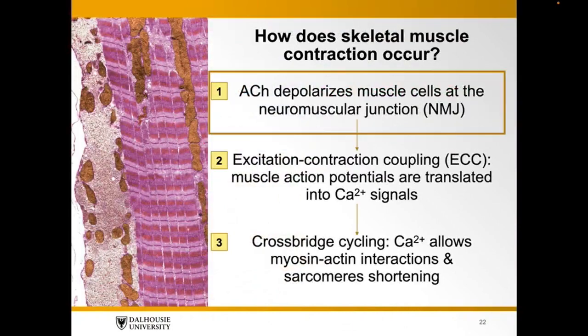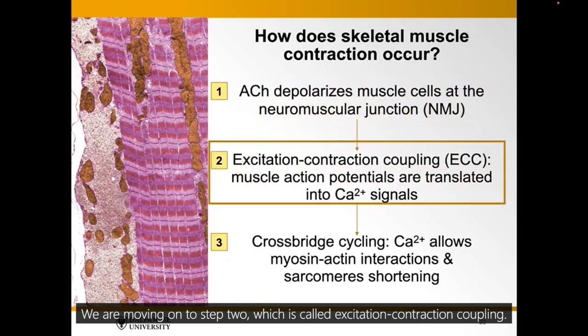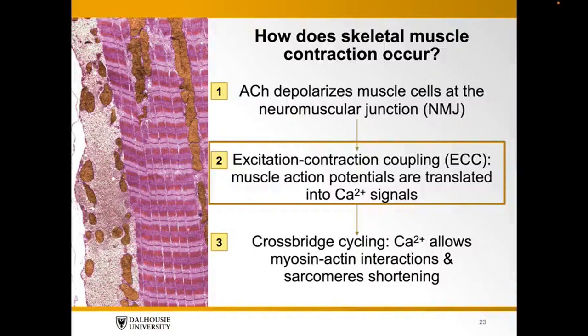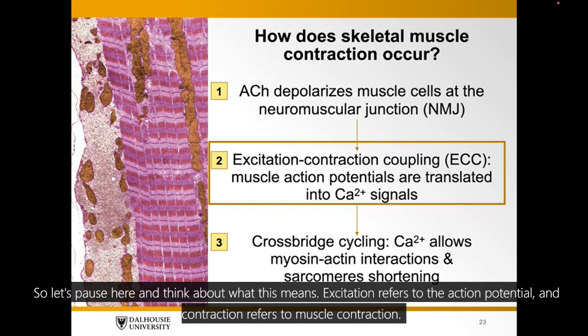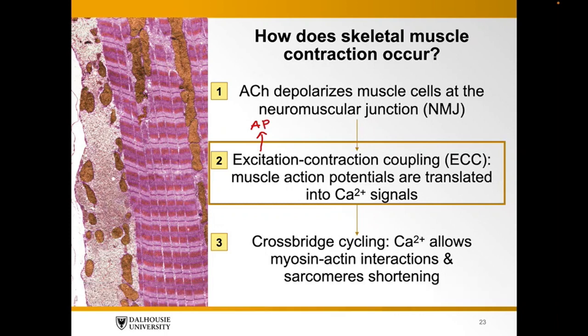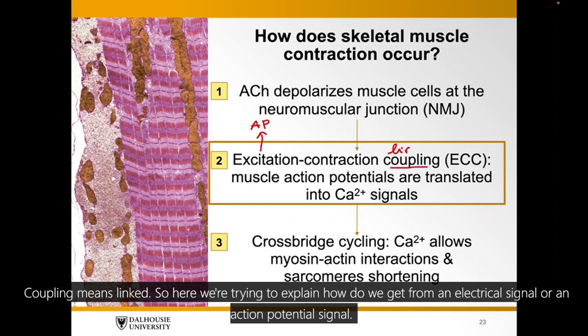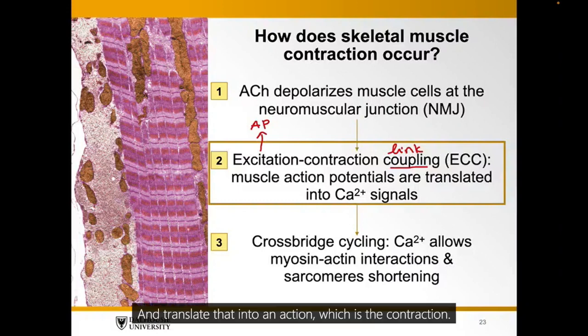So now we've talked about step 1, we are moving on to step 2, which is called excitation, contraction, coupling. So let's pause here and think about what this means. Excitation refers to the action potential, and contraction refers to muscle contraction. Coupling means link. So here we're trying to explain how we get from an electrical signal, or an action potential signal, and translate that into an action, which is the contraction.